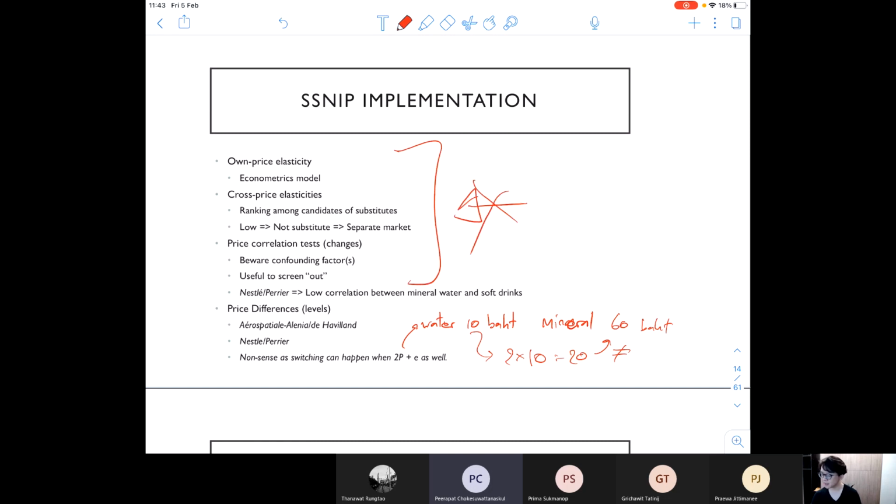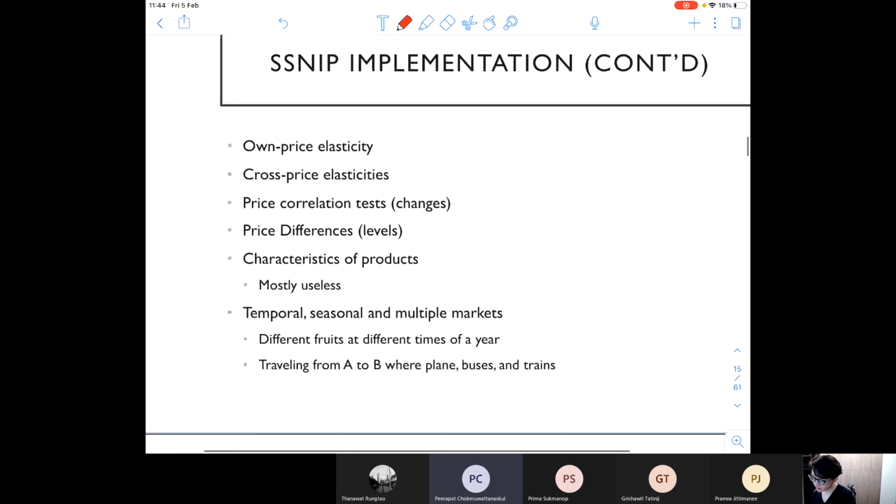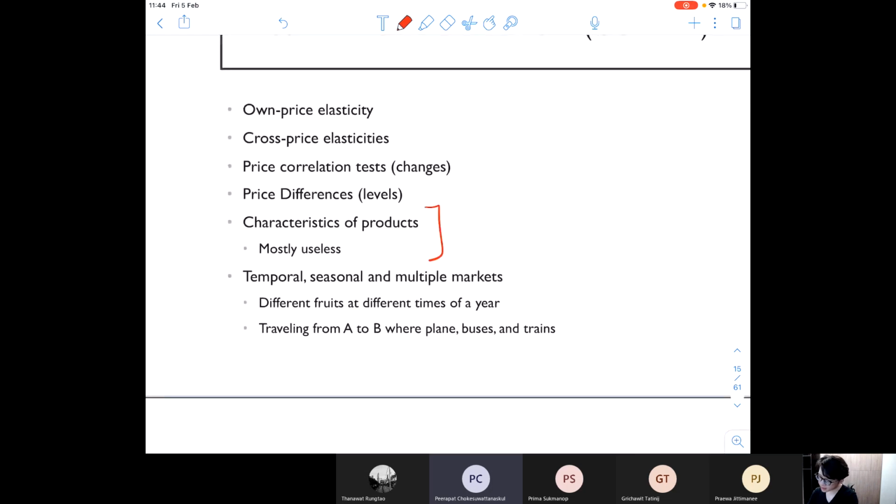You cannot find them. Well, you can probably say that if you look at the price difference, you ask them, maybe as a commission, you say, wow, the price difference is so huge, and I don't think they are substitutable, right? And you can use characteristics of products as well, but most of the time this is useless, right?